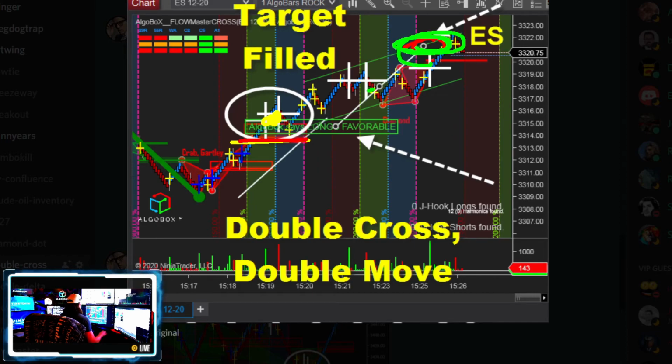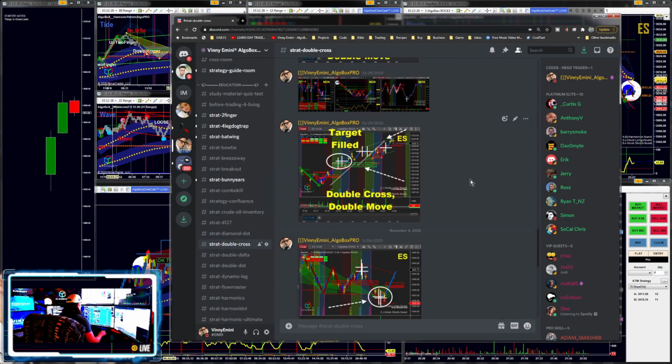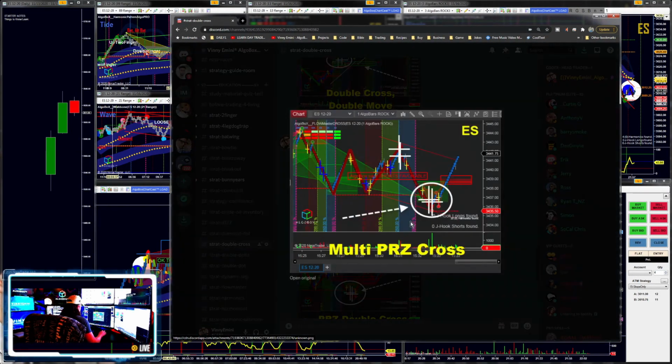But like I said, I am likely going to pull the trigger if I see something like that. I'm just being honest. I'll play a little chicken with this, but if I had been, you know, super cool, could have held this out all the way up to the big target up there. Okay, that's a multi-PRZ cross. That's, you know, I want to show the difference. The same thing here. What do we got here?